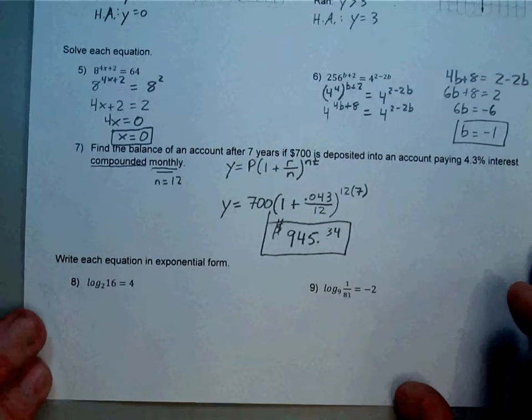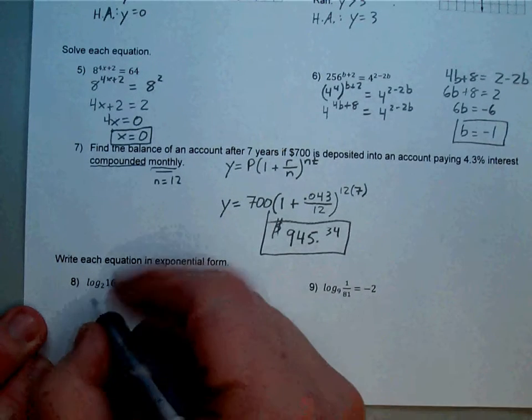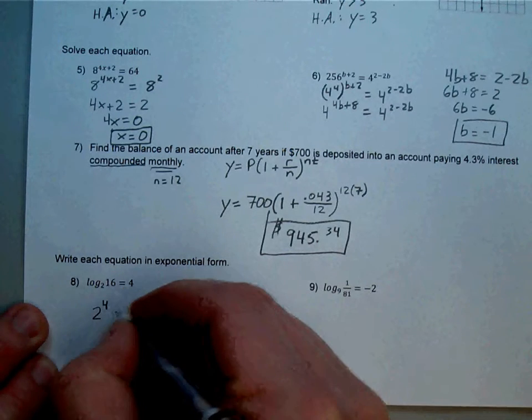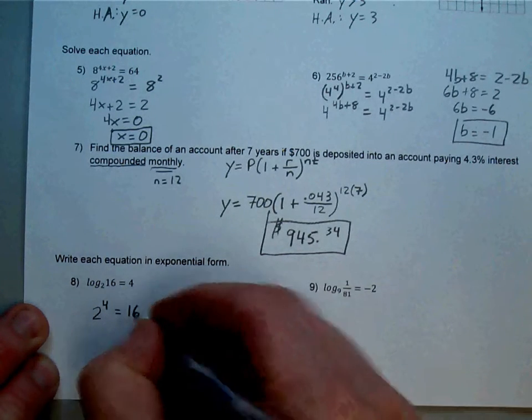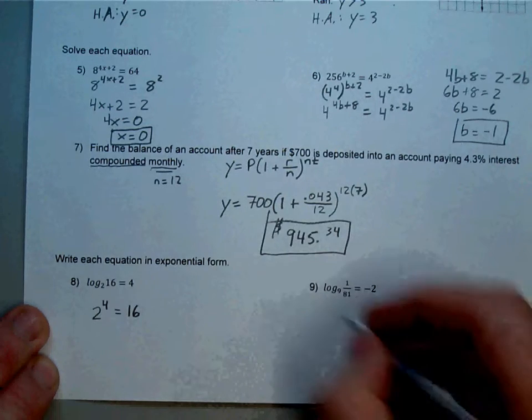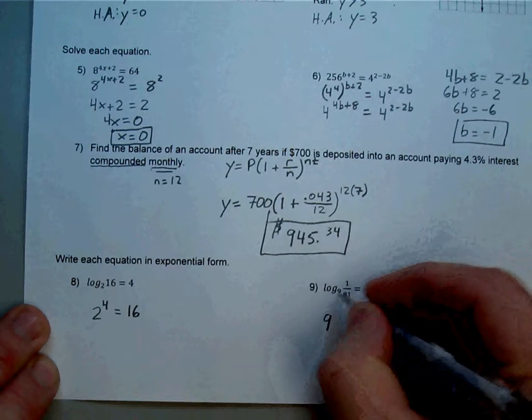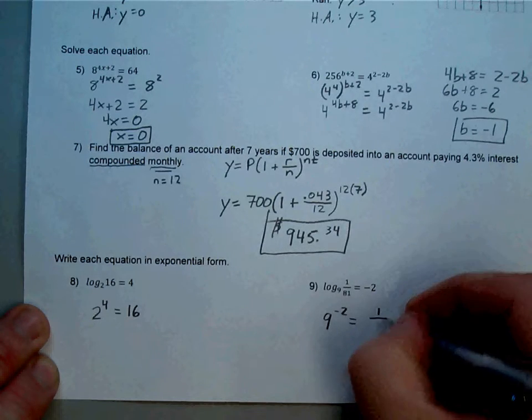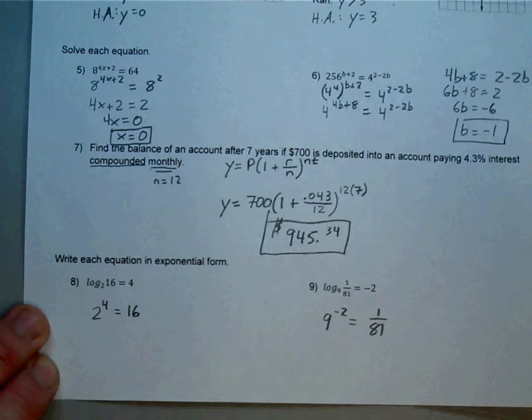Okay, now we write in exponential form. So the base number was 2, it stays 2. 4 becomes its exponent, and that equals 16. So 2 to the 4th equals 16. The next one, the base number is 9, stays 9, raise it to the power of -2, and that equals 1 over 81. So we rewrote those. Let's go to the back page.